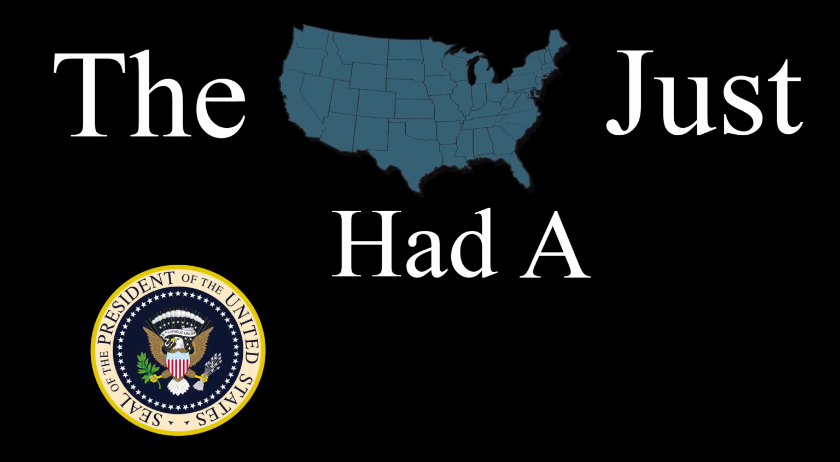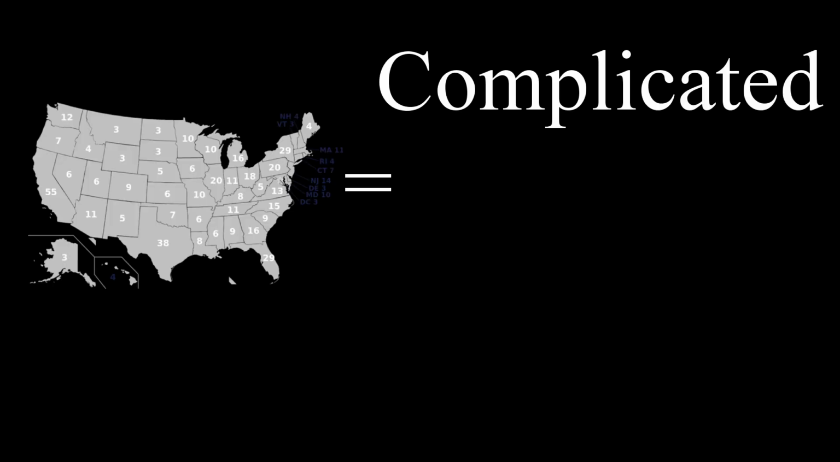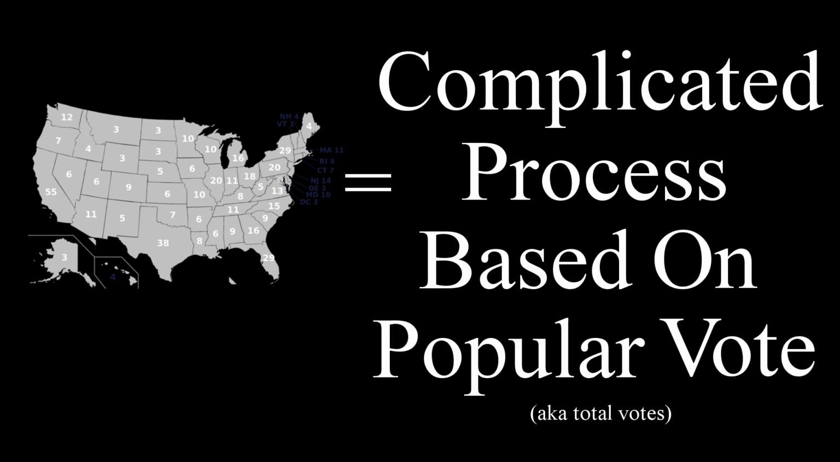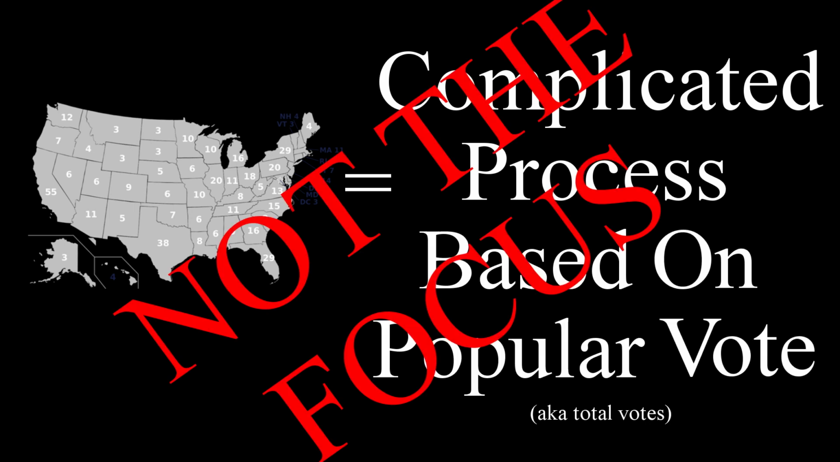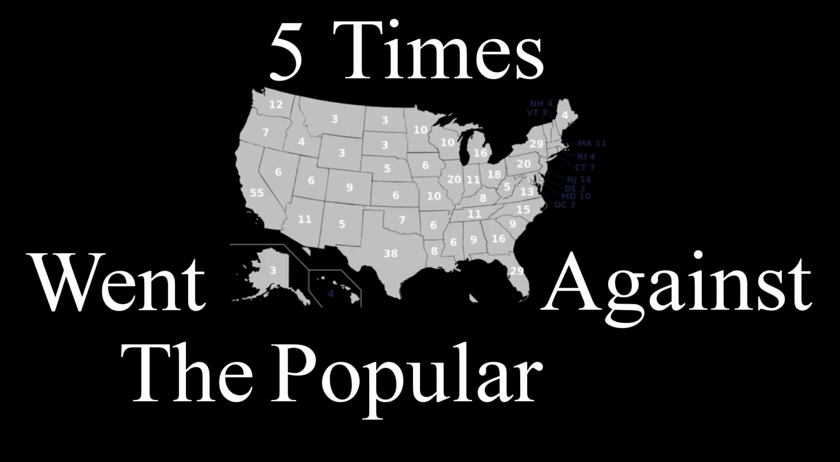As you probably know, the United States just had a presidential election. This election is causing a lot of controversy surrounding the Electoral College, which is a complicated process based on the popular vote within states, but that is not the focus of this video. In this video, we are going to talk about the 5 times the Electoral College went against the popular vote.